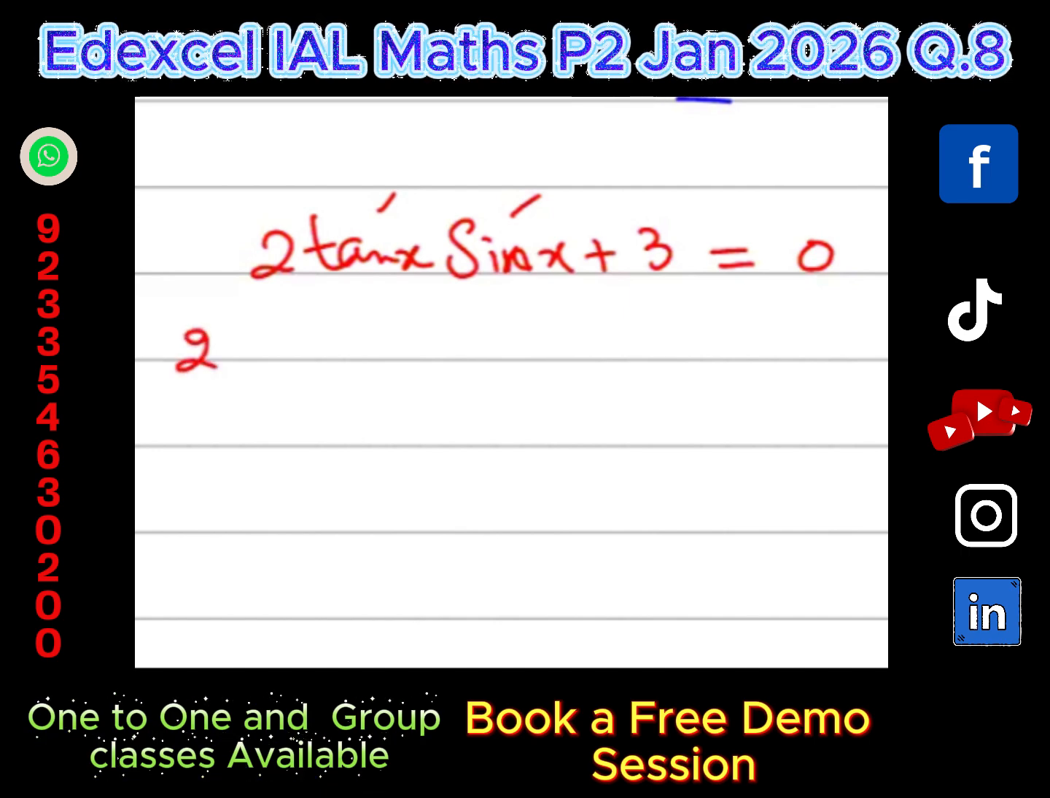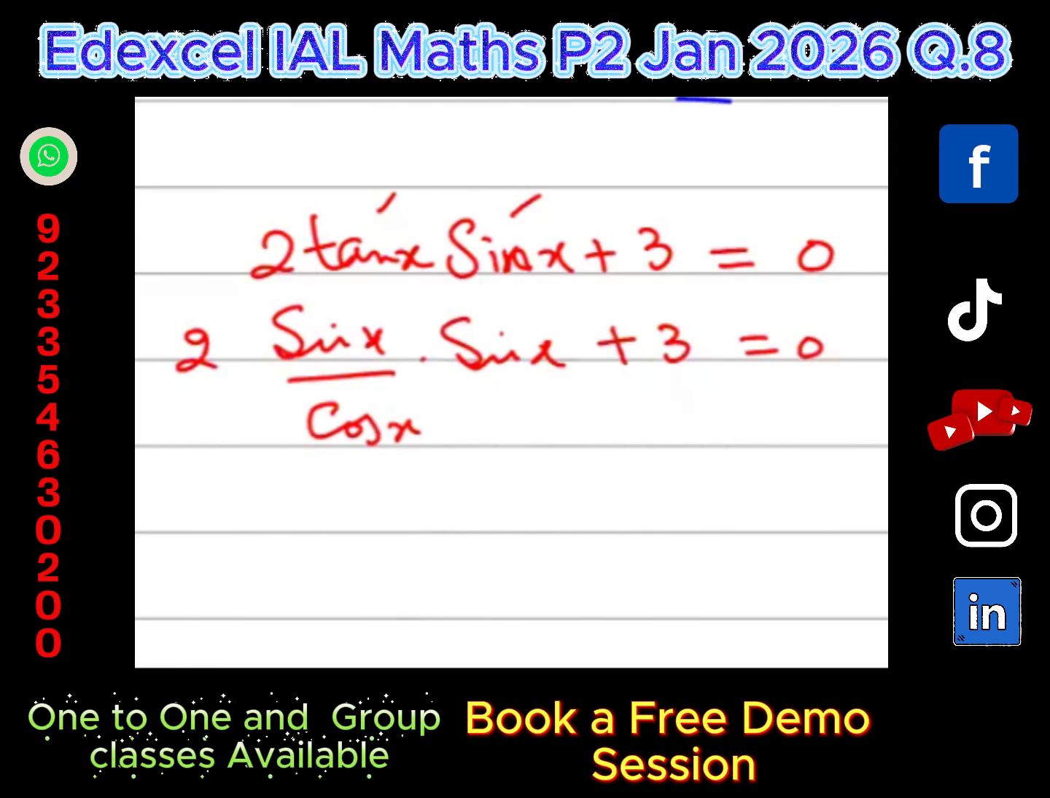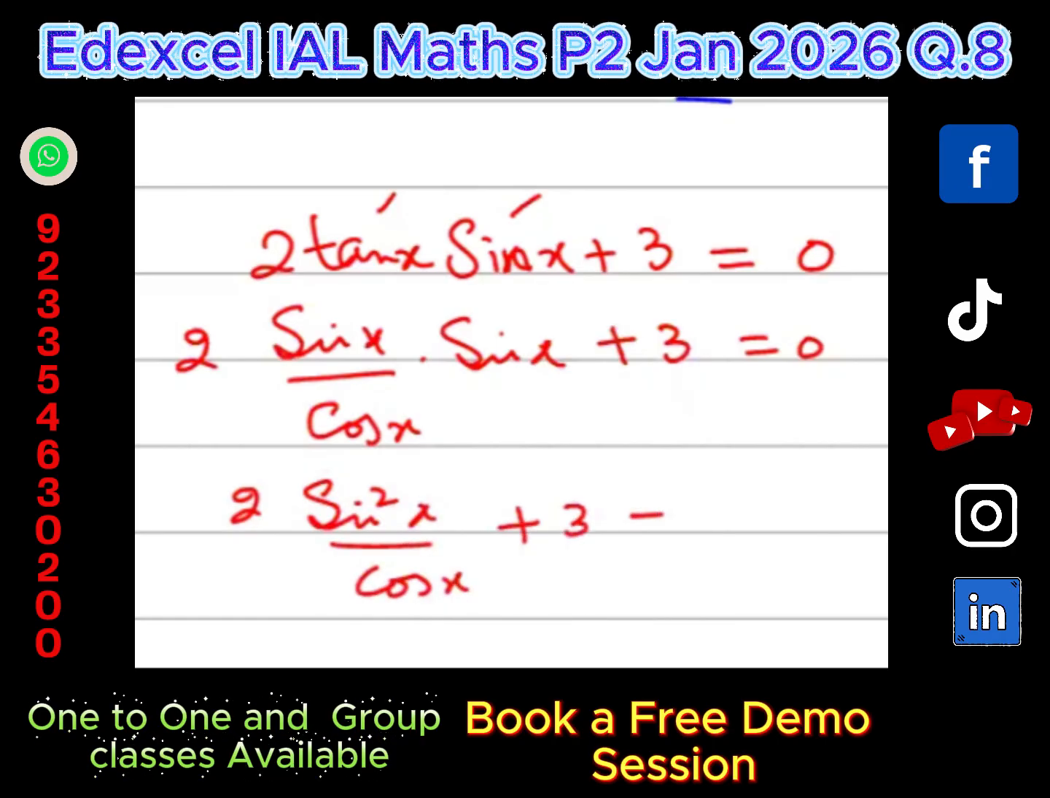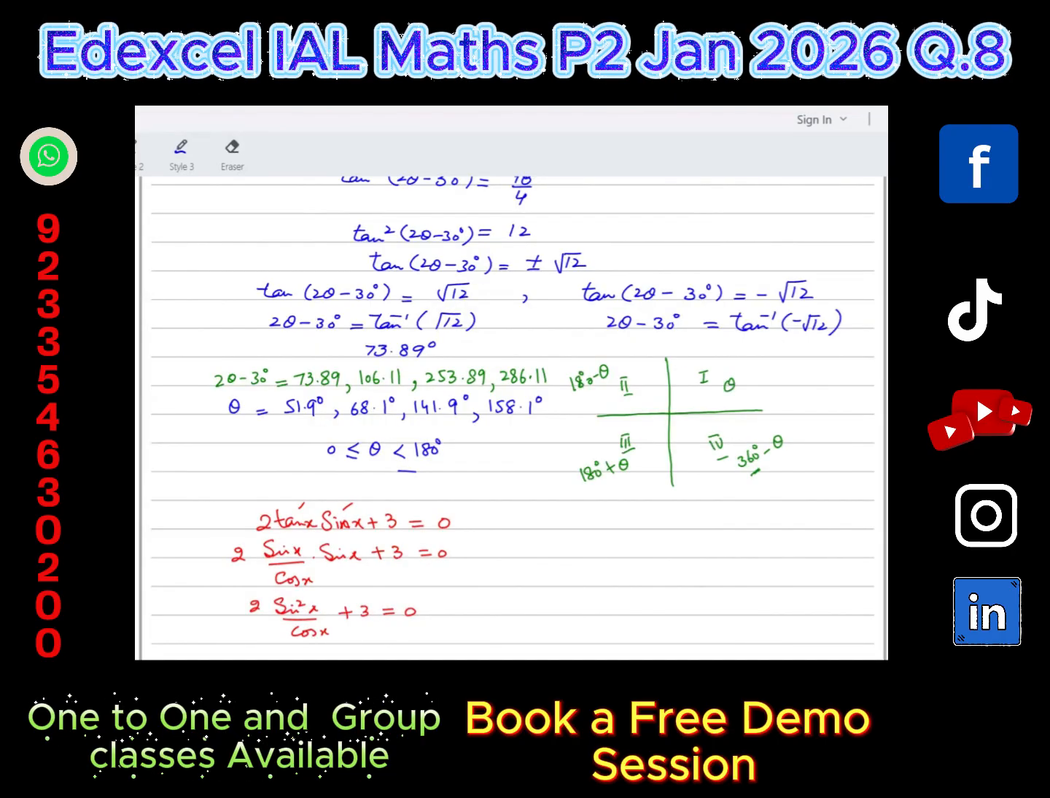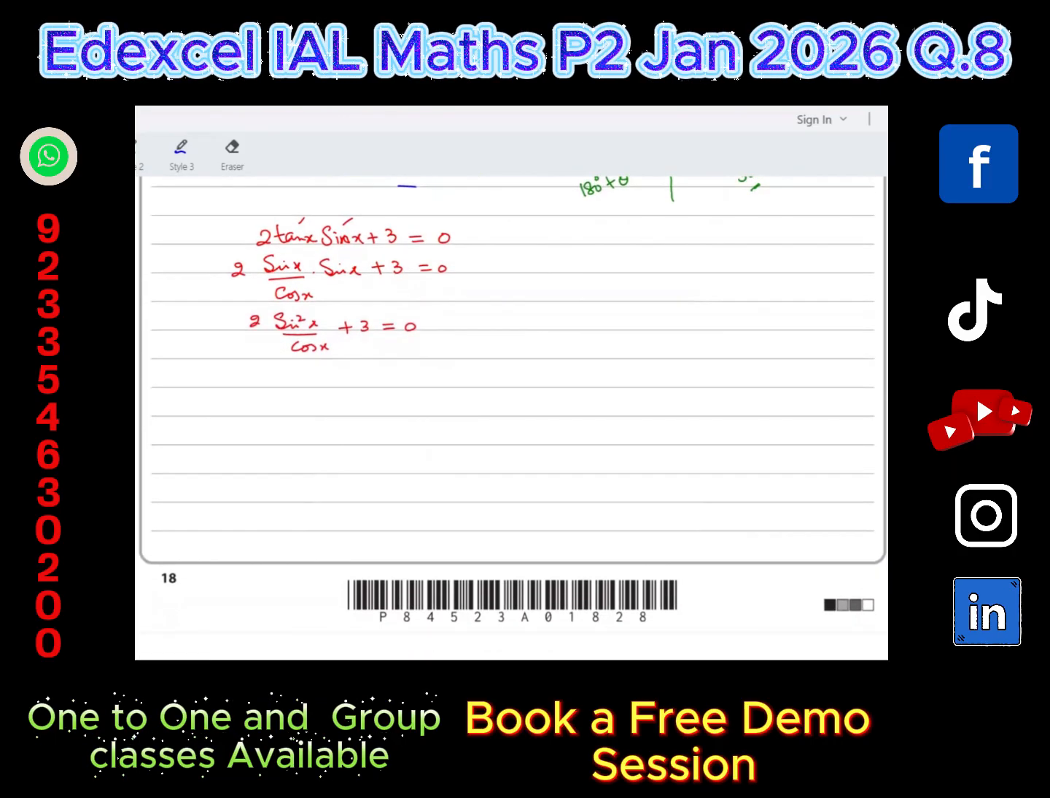We know that tan x is equal to sine x by cos x. So 2 times sine x by cos x into sine x plus 3 is equal to 0. It gives 2 sine square x by cos x plus 3 is equal to 0, which is 2 sine square x plus 3 cos x is equal to 0.